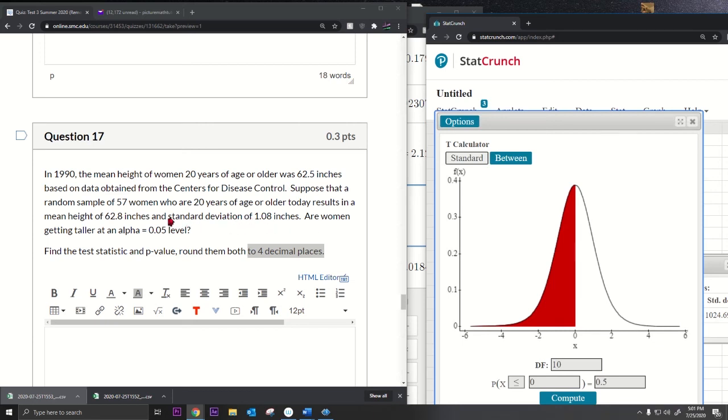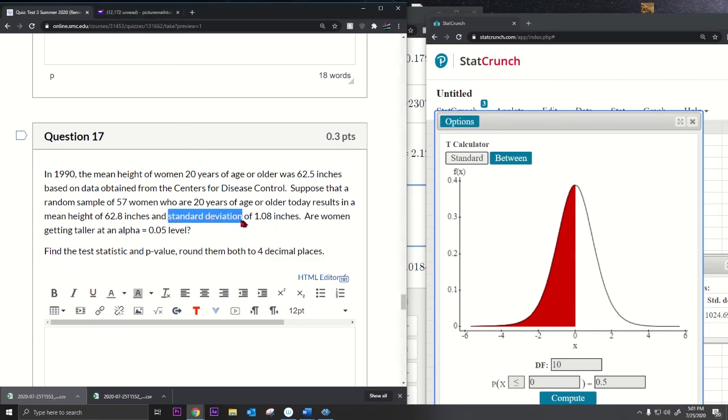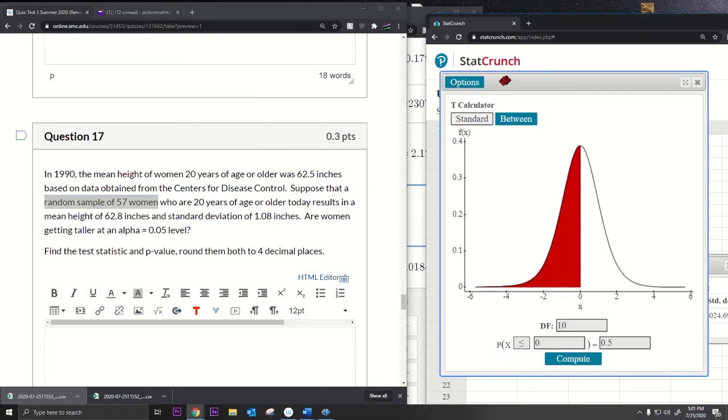We do have a standard deviation here, but is that the population standard deviation or the sample standard deviation? That's the sample, because it's a random sample of 57 women. These two values, 62.8 and 1.08, refer to those 57 women. So I'm going to go back to the t calculator to find my critical value. But do I need a critical value here? I don't think so. I'm doing a hypothesis test, so I don't need the t calculator after all.